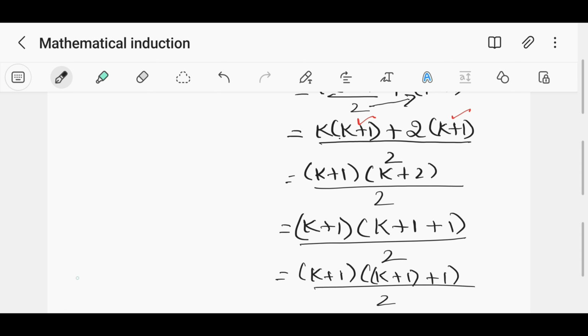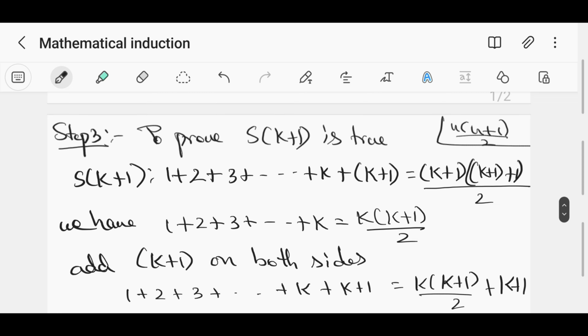So in the LHS, what do we have? 1 plus 2 plus 3 plus so on plus k plus 1. And in the RHS we have the term (k plus 1) into (k plus 1 plus 1) by 2. So we proved this mathematical statement.